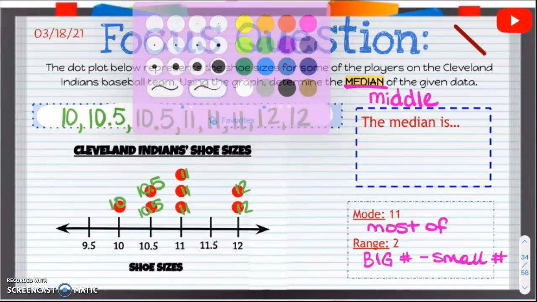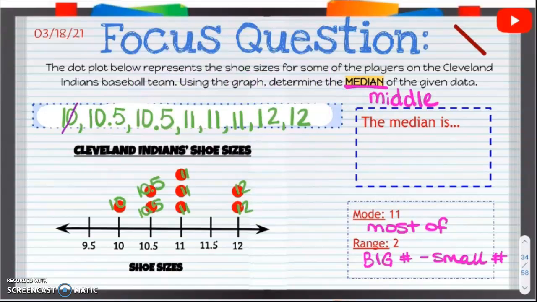Now we're going to find the median, the middle. So I'm going to say, okay, there's the outside. Next, trying to find the middle. Oh, would you look at that? We have 11 and 11. What is in between 11? Just 11. So our median is going to be 11.